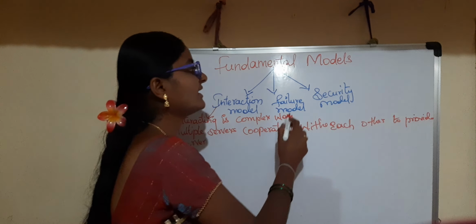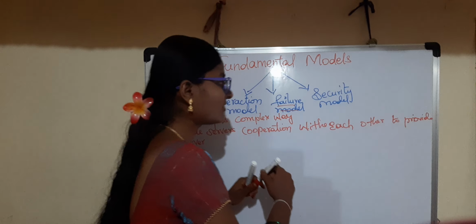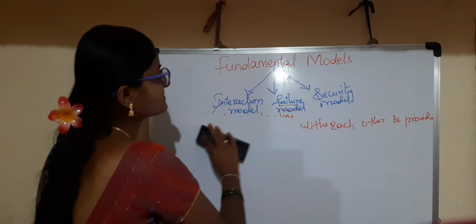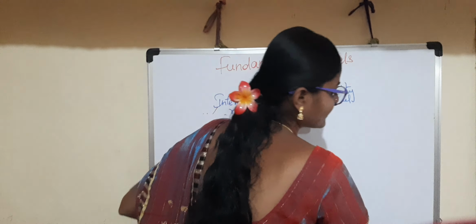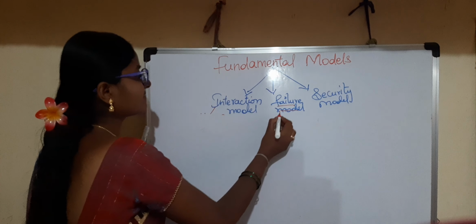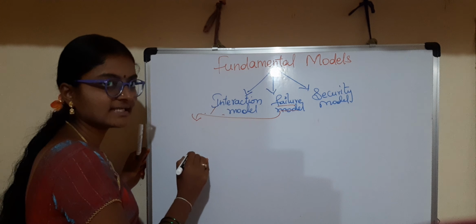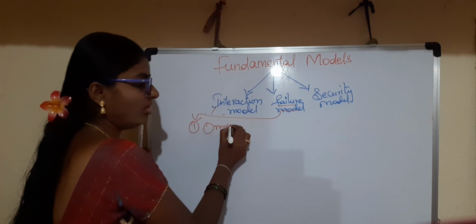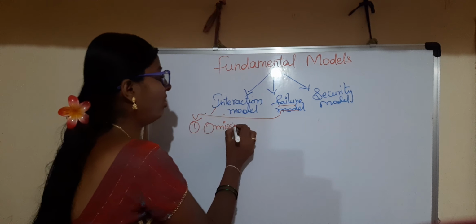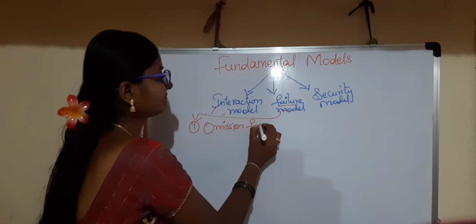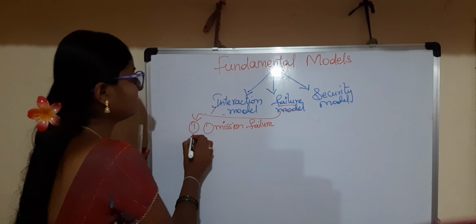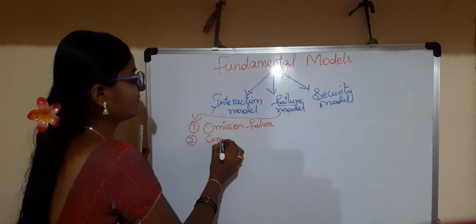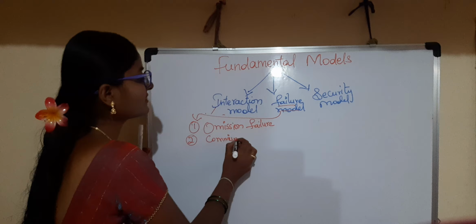Next is the failure model. These failure models are divided into 5 types, students. 5 failures are there. Here the failure models are: first is the omission failures. Next is the communication omission failures.